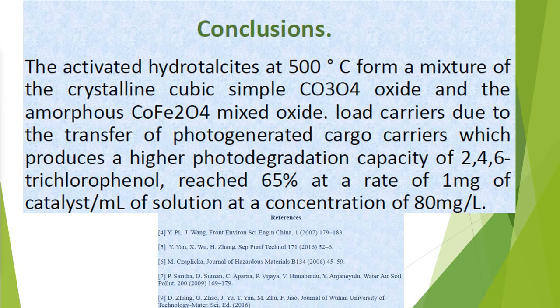In conclusion, the hydrotalcite activated at 500 Celsius degrees forms a mixture of the crystalline cubic simple oxide and amorphous cobalt-iron mixed oxide, due to the transfer of photogenerated charge carriers, which produce a higher photodegradation capacity of 2,4,6-trichlorophenol, reaching 65% and a rate of 1 milligram of catalyst per liter of solution at a concentration of 80 milligrams per liter. Thank you very much.